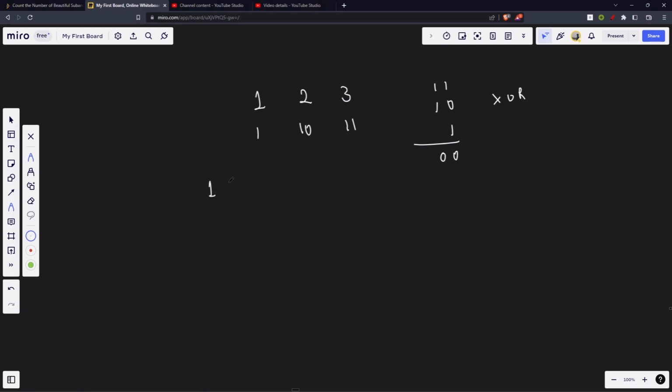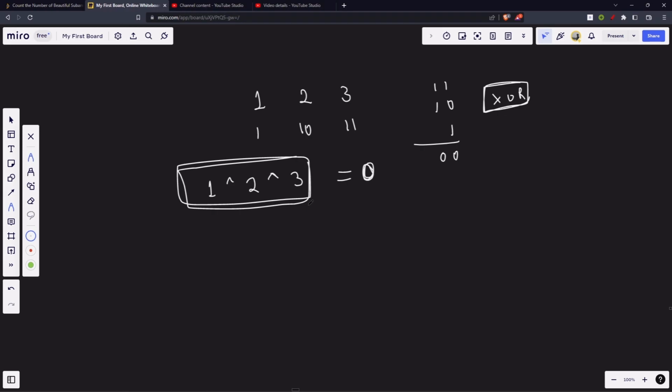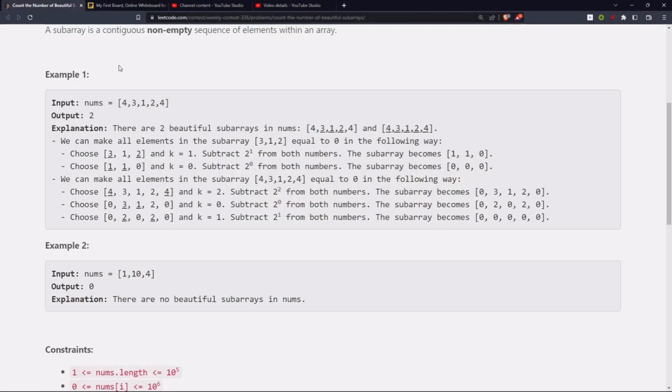That means if we do 1 XOR 2 XOR 3, we get a 0. That means this subarray is beautiful if the XOR of all the numbers in that subarray is 0, isn't it? This is one observation.